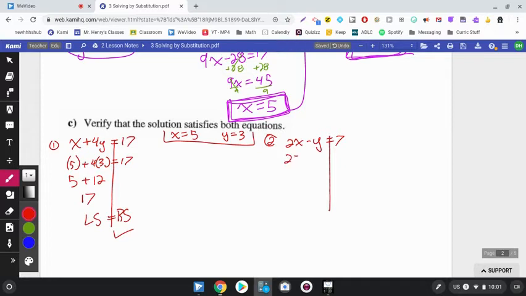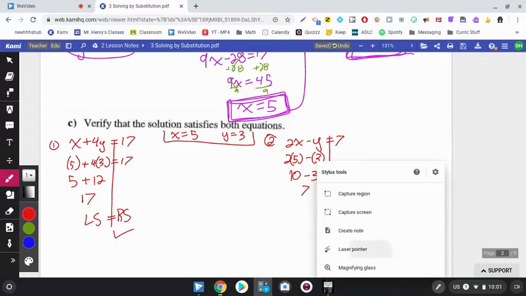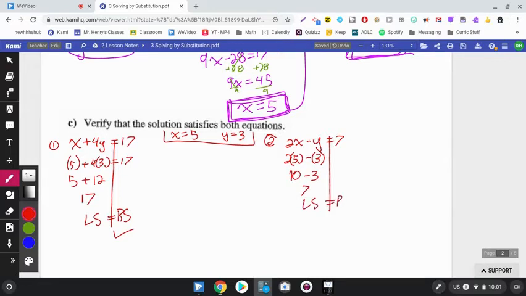Okay. Same thing over here. 2 times my x value of 5 minus your y value of 3 is supposed to equal 7. I'm not going to write the 7 anymore because it's already simplified. 10 minus 3, that equals 7. So I simplified this down. That's already simplified. My left side is equal to the right side. They're the same number. So I know I have the correct answer. So no matter what method we use, whether it's substitution, whether it's graphically, whether it's the method we're going to learn tomorrow, I can always check my answer by going back to the original and plugging in my values that I think are correct.